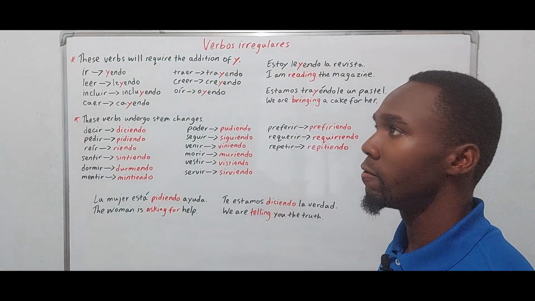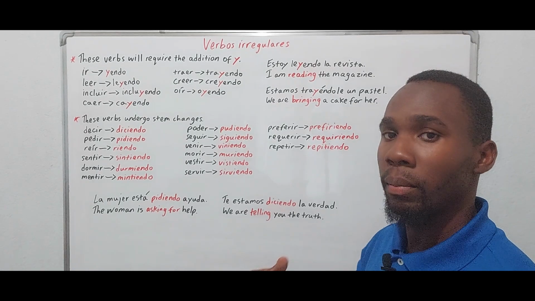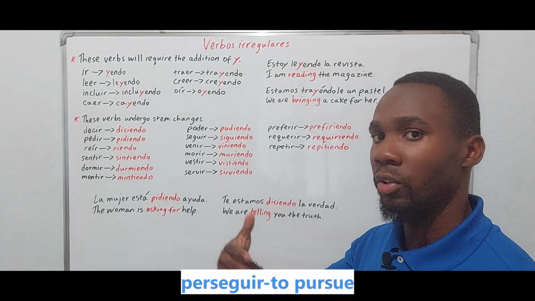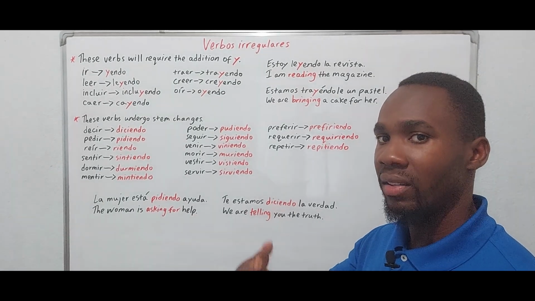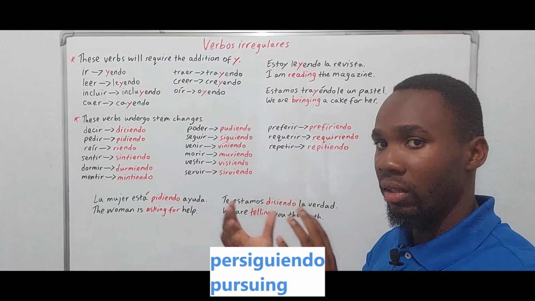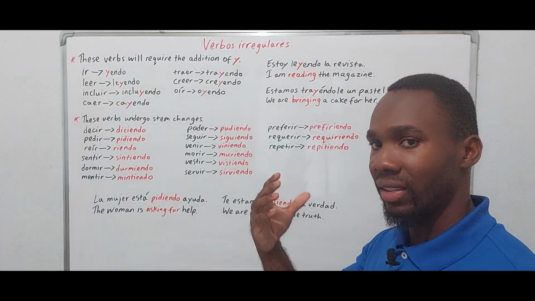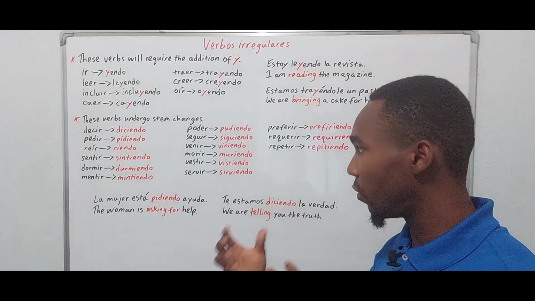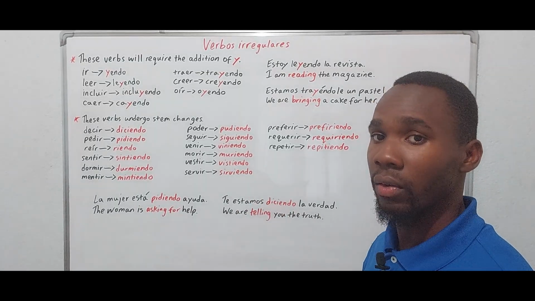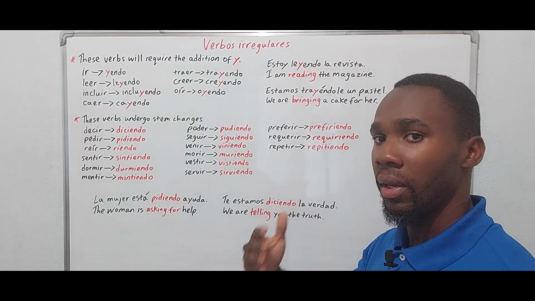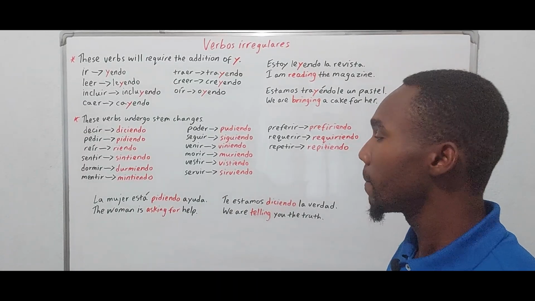Let's use another example before we close. We have perseguir, to pursue. Persiguiendo. You see, seguir is contained within perseguir, so that seguir part will follow the same rules as seguir. Hence, we have persiguiendo. Okay?